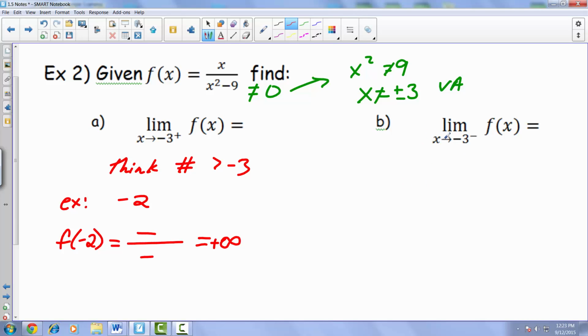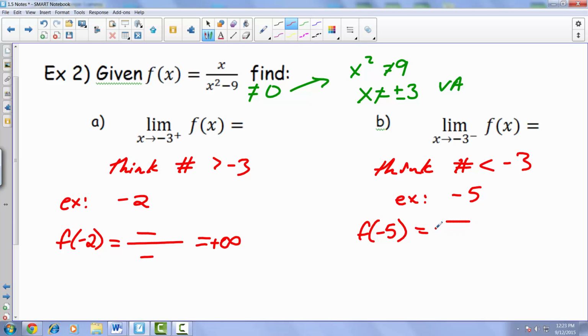On the other side, you're approaching -3 from the left. So we have to think about numbers that are less than -3. A prime example of this would be like -5. If we were to throw that into the function, we would end up with a negative on top over -5 squared, which is positive 25, minus 9, which is going to be 16. But again, we really just care that it's positive or negative. So that is positive 16. A negative divided by a positive comes out to be a negative.